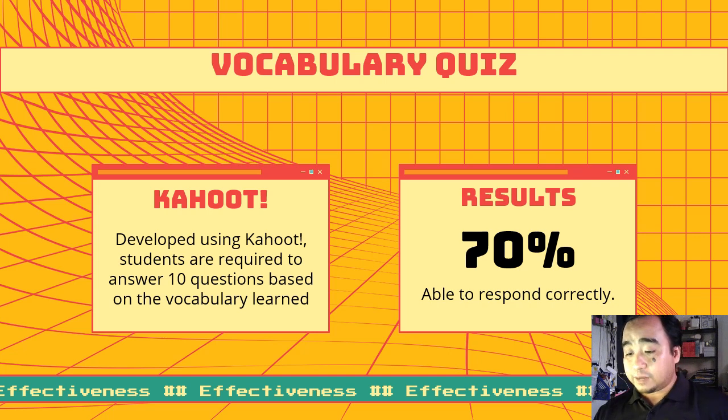After a month of uploading the videos, we created a Kahoot challenge for the students. They are required to answer 10 questions based on the vocabulary that they have learned. So, for example, we have up to almost 30 videos in 1 month. However, at the end, we just tested from 10 out of those 30 words that they have learned. So as a result, we can see 70% of the students are able to respond correctly to the quizzes.